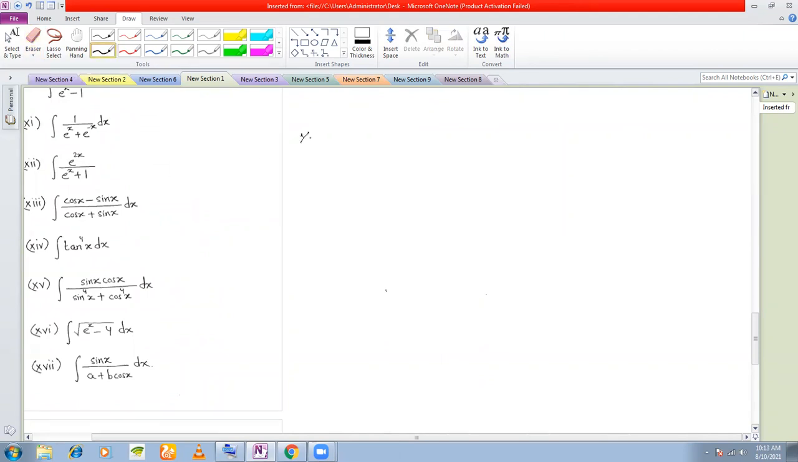Number 13. I is equal to integral of (cos x minus sin x) divided by (cos x plus sin x). Now this is going to be very easy. Do you see something interesting here? If you differentiate the denominator, you will get the numerator.